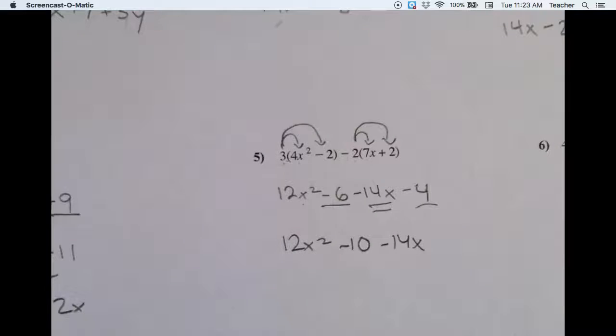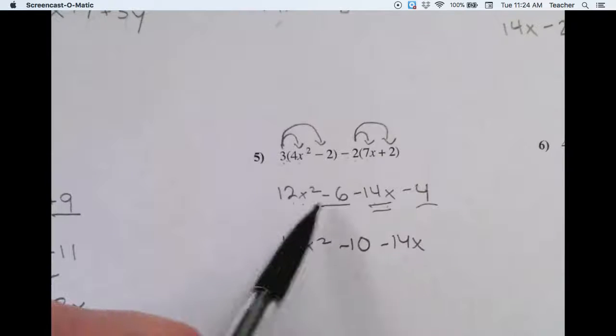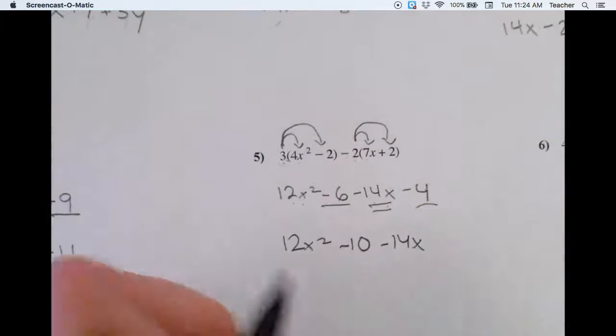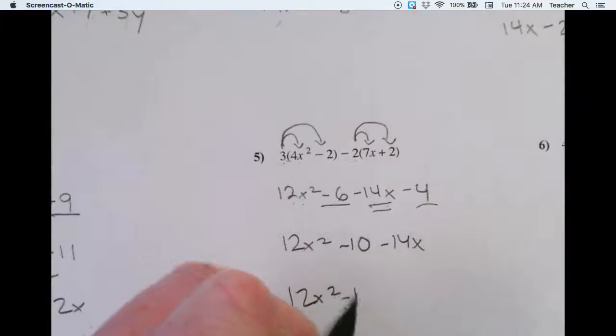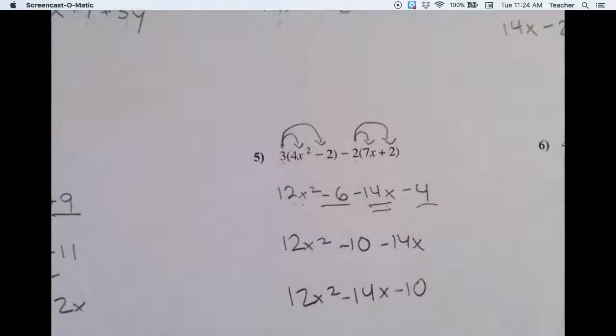Couple of common errors. People try to combine the 12 and the 14. They are not like terms. One is x squared, one is x. Okay. Some folks did 6 minus 4 and got 2. It's negative 6 and negative 4. Negative 6 minus 4 is negative 10. You could write your answer this way or in that order. Either one is fine.